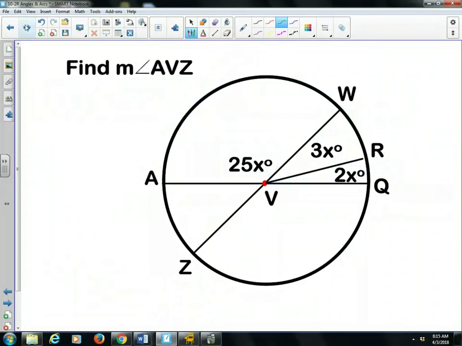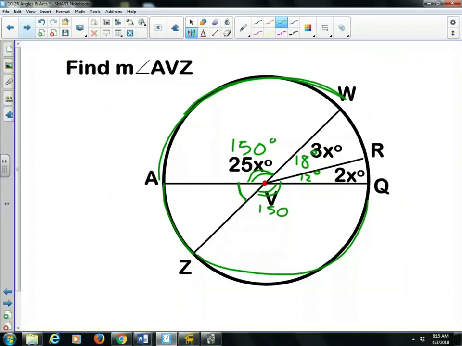Taking a look at this next one, find the measure of angle AVZ. AVZ is this angle right here, which is also this arc. They're the same. We're not really given any information about it. However, we concluded that this angle was 150 degrees. We concluded that this angle is 18 degrees, and this angle is 12 degrees. And isn't this angle vertical to this angle? Or isn't this arc vertical to this arc? So they would be congruent. So this one also has to be 150 degrees.